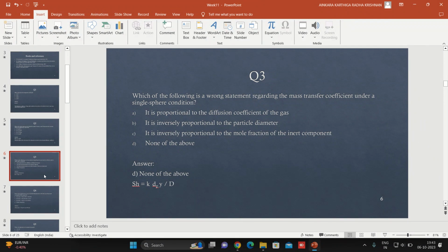Next, which is a wrong statement regarding the mass transfer coefficient. For mass transfer we are using the Sherwood number, which is kg dp y by d, where dp is the diameter of the particle, y is the mole fraction of the inert component, and d is the diffusivity. Taking all the other components to the other side, kg is proportional to d by dp y. So it is directly proportional to the diffusion coefficient of the gas, inversely proportional to the particle diameter, and inversely proportional to the mole fraction of the inert component.